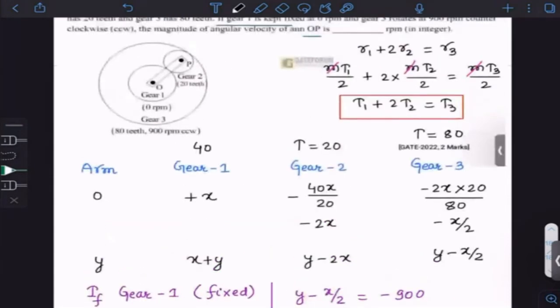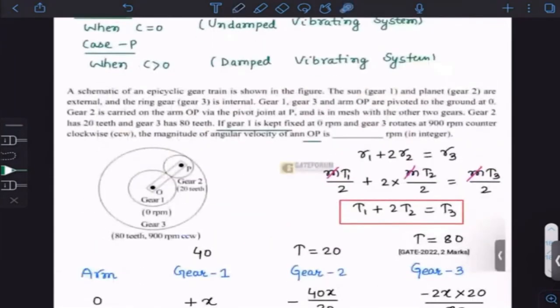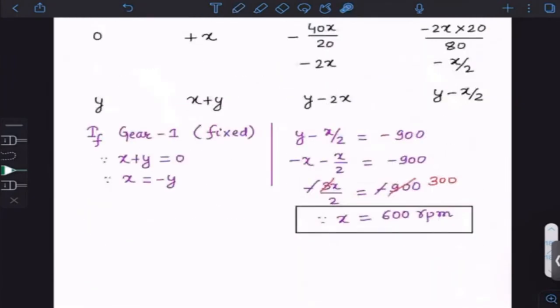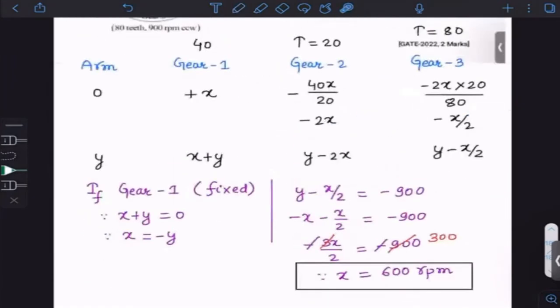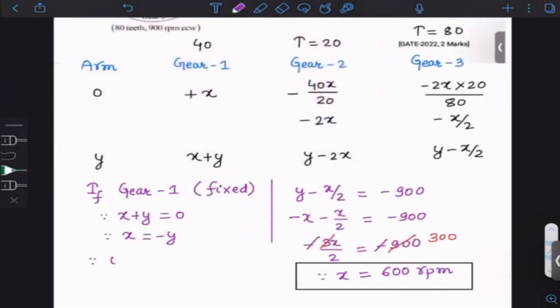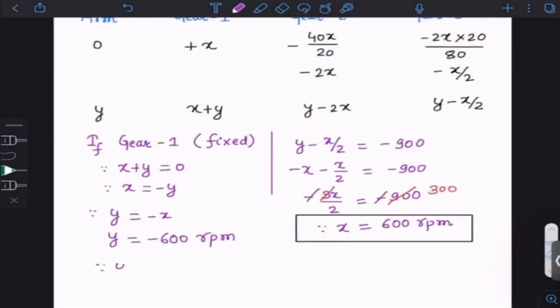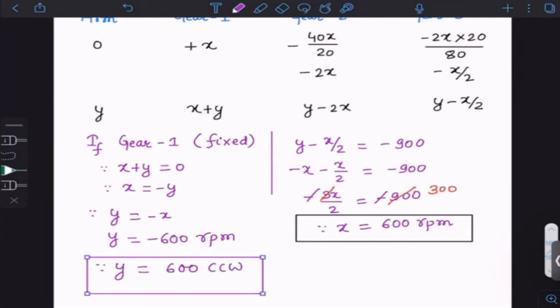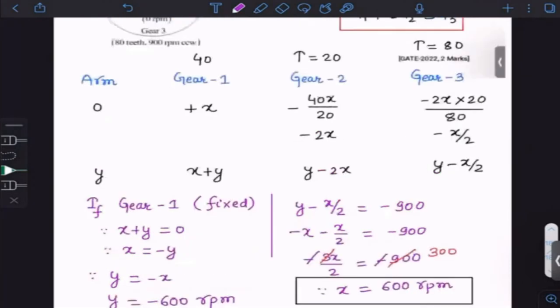Now, what is asked in the problem is the magnitude of angular velocity of OP. OP means arm. Arm speed means we have to find out y. So y is nothing but minus x, which means y is equal to minus 600 rpm, which means y is 600 counterclockwise. The right answer for this problem is 600 counterclockwise.